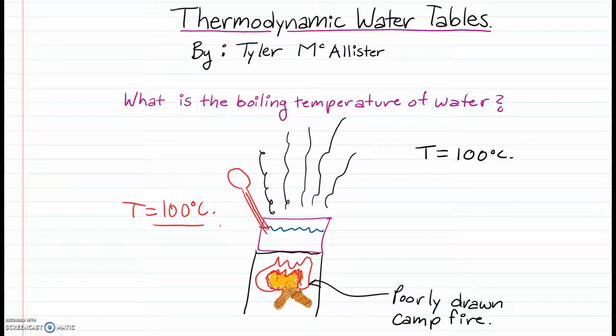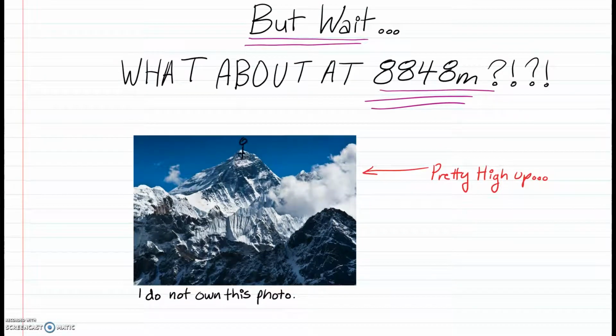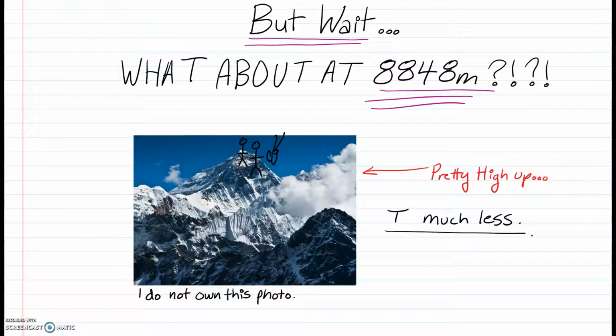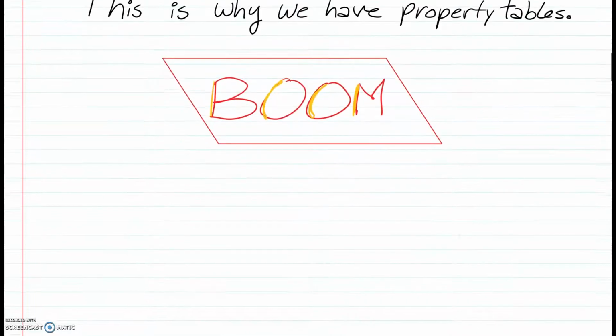Let's say we do this exact same experiment, but we do it at 8,848 meters, the top of Mount Everest. This is you and me, and we just hiked all the way up. And we're tired, so we decide to make some coffee. And we find out that our boiling temperature, T, is much less than at atmospheric pressure. But how can we find out exactly how much less it is? Well, we can use these great things called the thermodynamic property tables.